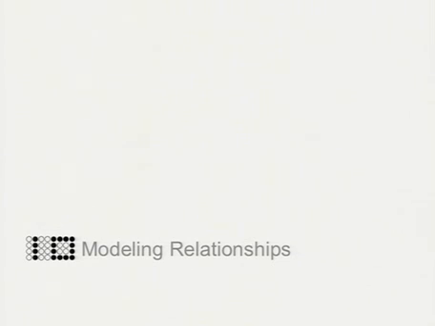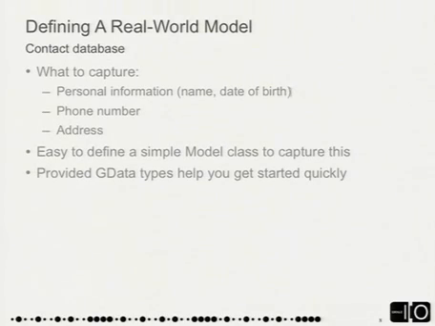It's one of the first things that comes up on our list when talking about models: how to create relationships between different types. What I'm going to do is go over a real-world example. We're going to define a simple contact database, contacts very similar to what you might have on Gmail or using Outlook. And the first thing we want to do when defining this model is figure out what we're going to capture.